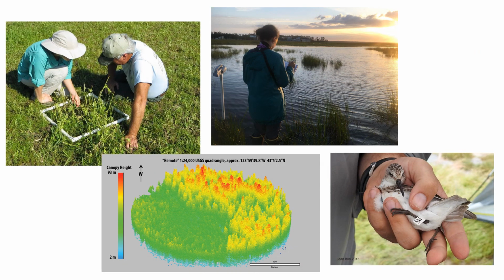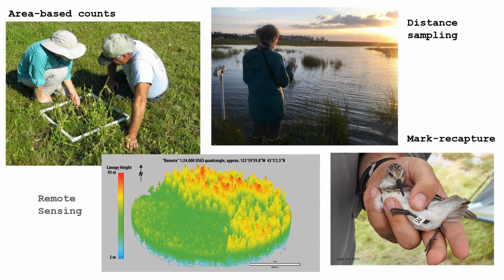In order to better understand wildlife populations across the landscape, ecologists employ various techniques to determine abundance and distribution across both broad and fine scales. Some of these techniques include area-based counts, distance estimation or sampling, mark recapture studies, or remote sensing with technology such as LiDAR.